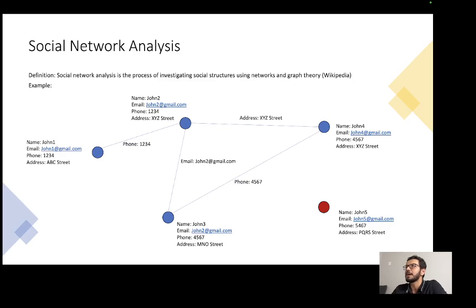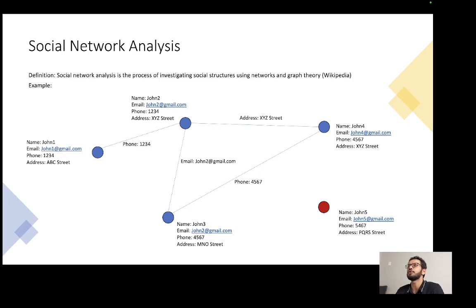So to get started, let's take a look at a simple example. On screen, you see 5 different dots. Each of these dots corresponds to an individual data point. On the absolute left-hand side, you have John 1, and corresponding to John 1, you have different information available. You have the email address for John 1, which is john1@gmail.com. Then you have a phone number, which is 1234, and the address, ABC Street.